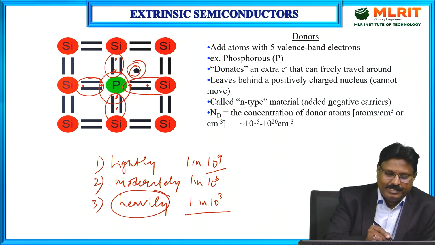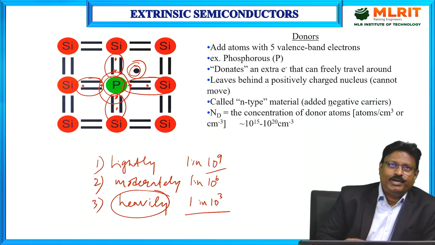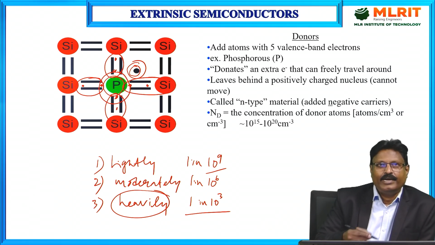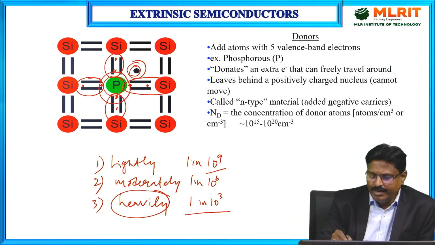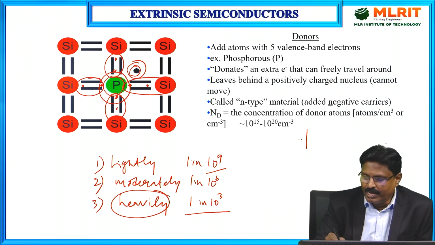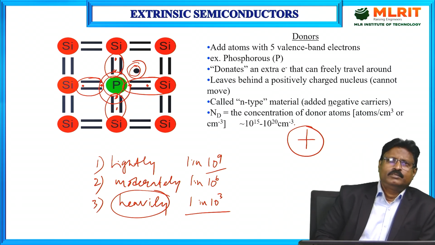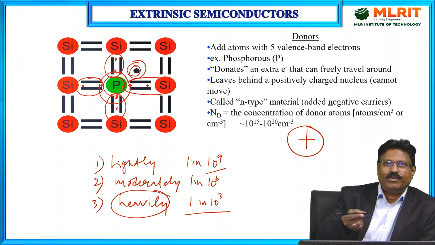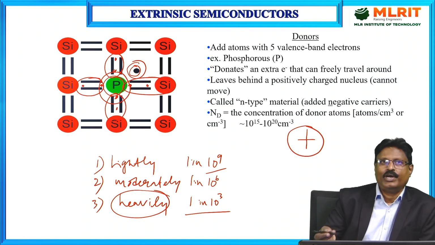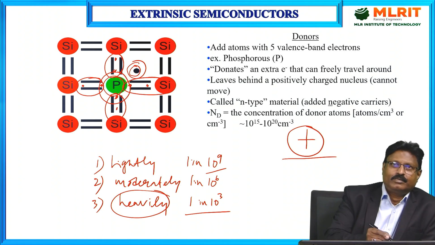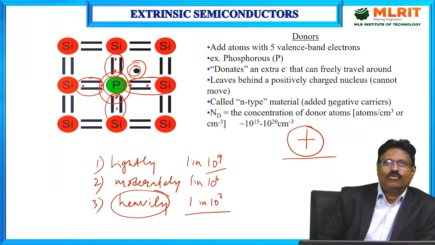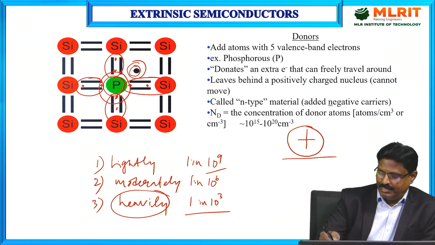That means this particular phosphorus impurity atom is donating an electron for the system. Losing its negative charge, it is becoming a positive ion. It is donating an electron for the silicon crystal. That means it is losing its charge and becoming a positive ion. So that's why this particular impurity atom is called a donor impurity atom, which is becoming a positively charged ion.